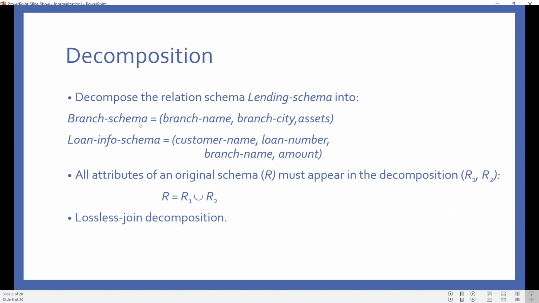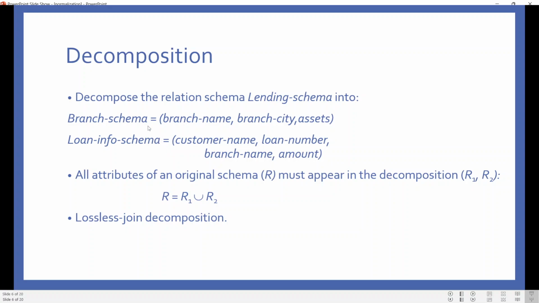One is the branch schema, in which we have branch name, branch city, and assets. That means 3 attributes are present. And in the second relation, we can make it the loan info schema, in which customer name, loan number, branch name, and amount are given.